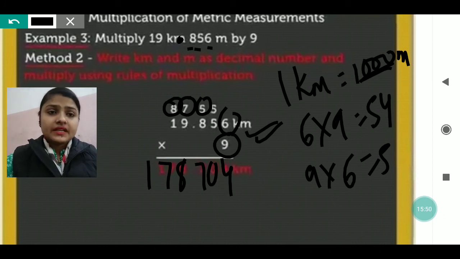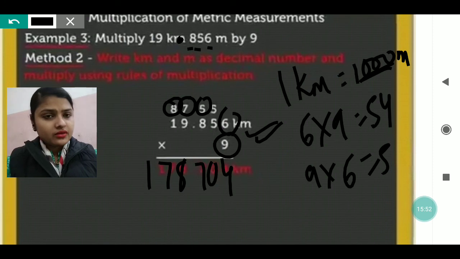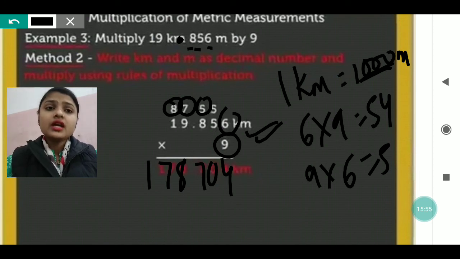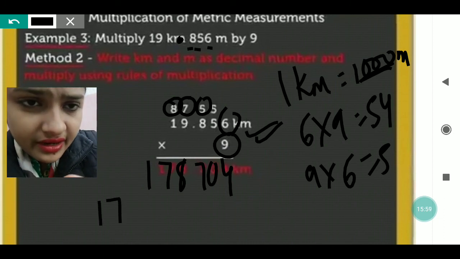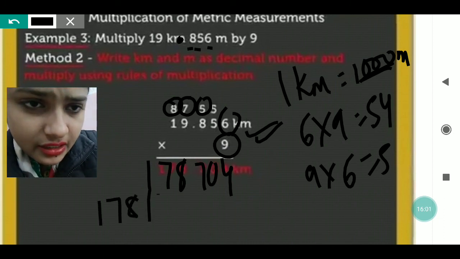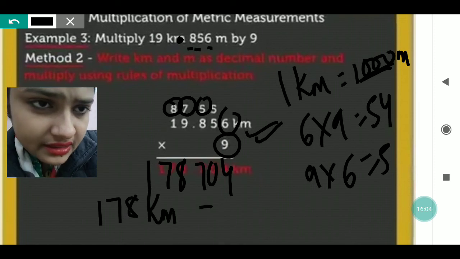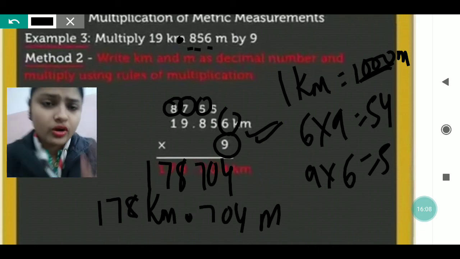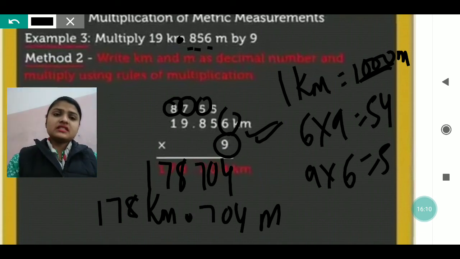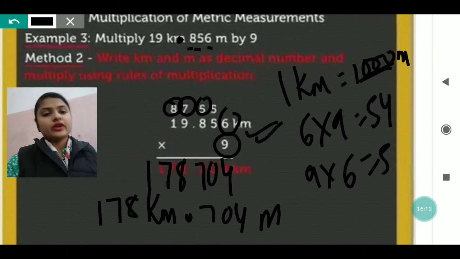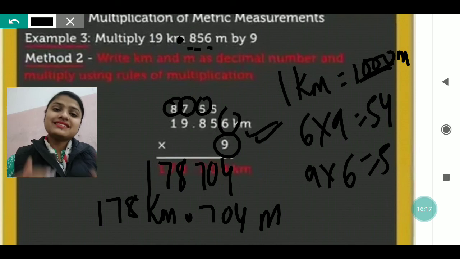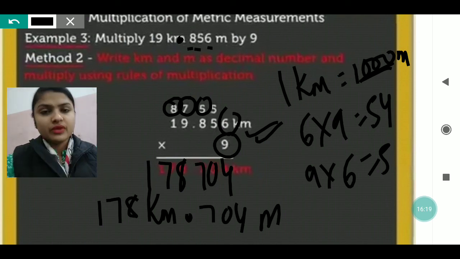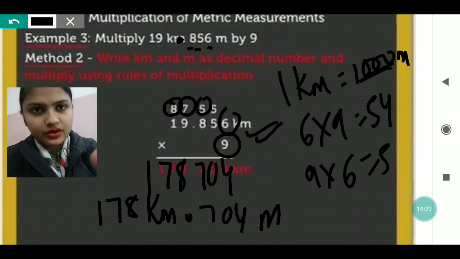178 kilometers and 704 meters. It will be written 178 kilometers and 704 meters, and the decimal will be put. The decimal is put according to the number given in the multiplicand; in the same way you have to align the decimal in the product.